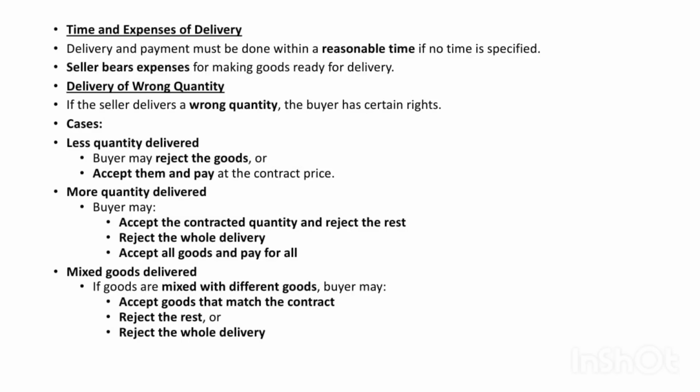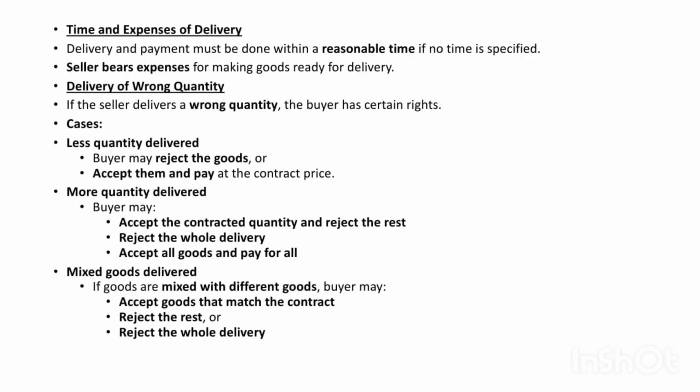The next topic is delivery of wrong quantity under section 37. If the seller delivers a wrong quantity, the buyer has certain rights. Law gives the buyer options because the seller broke the contract term on quantity. First one is less quantity delivered. So the buyer has two options. Buyer may reject the goods, or accept them and pay at the contract price.